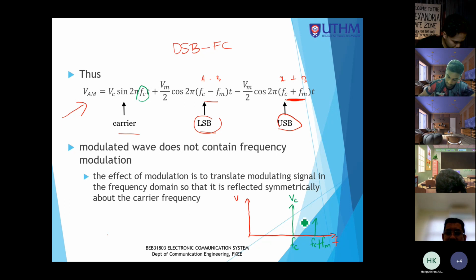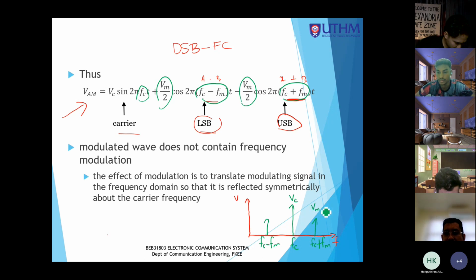And then kita akan ada lower sideband. Lower sideband LSB terletak pada FC minus FM. Macam mana dia punya amplitude? So the amplitude here is same as this one, VM over 2 and VM over 2. That means the amplitude here is VM over 2, over here is VM over 2. So apabila you diminta untuk melukis frequency spectrum, this is what we call as frequency spectrum.